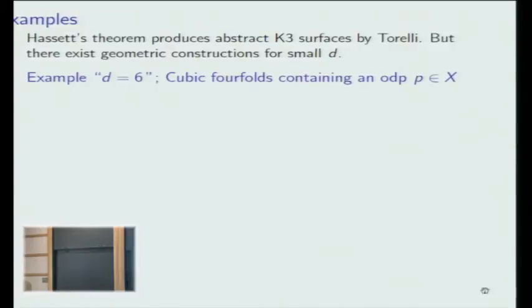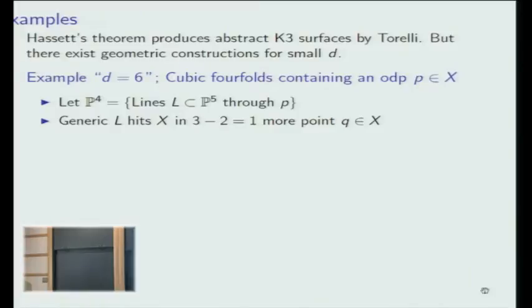So this is the kind of non-example which is singular. So d equals 6 corresponds to cubic fourfolds containing an ordinary double point. And these are indeed rational. There's always this sideline about these guys being rational, which isn't strictly relevant to the talk, but I'll show you.